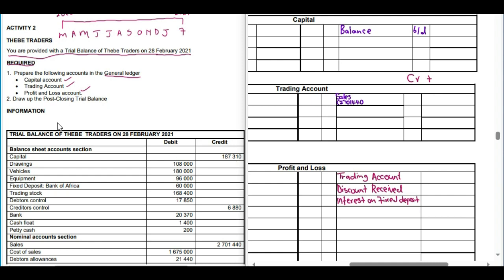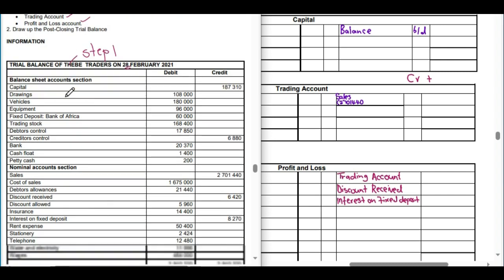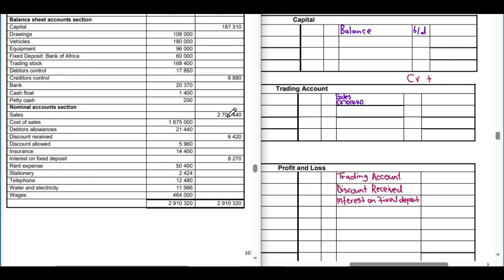So we have our first step, which is our trial balance at the end of our financial year, 28 February. And then sales, how much? 2,701,440. I made a small bracket there, and we showed our sales. And then sales needs to subtract debtors allowance as always.